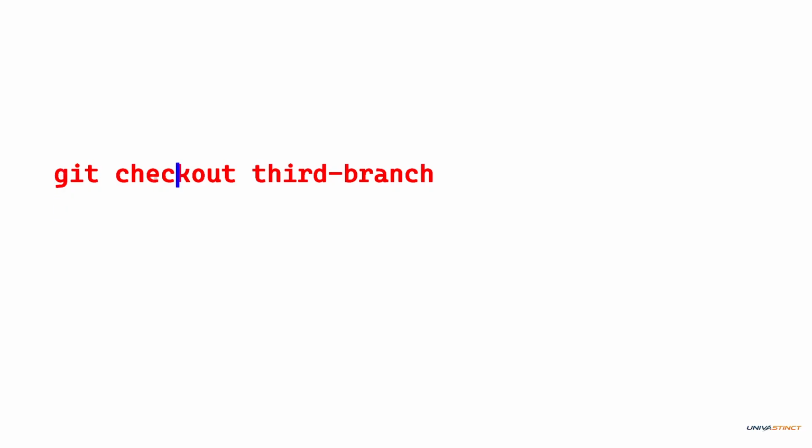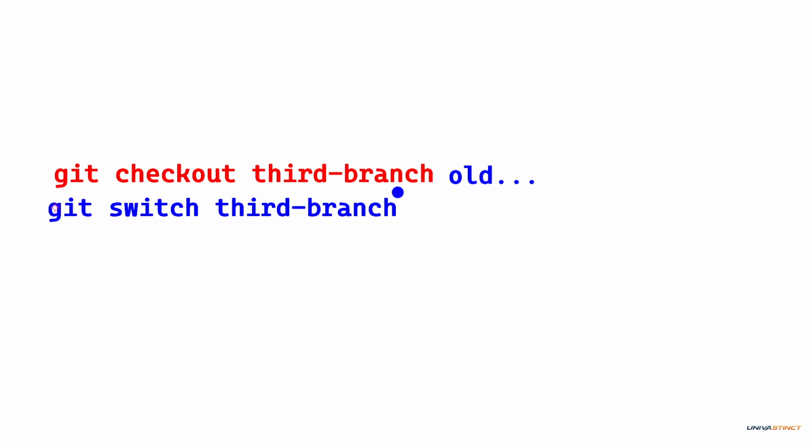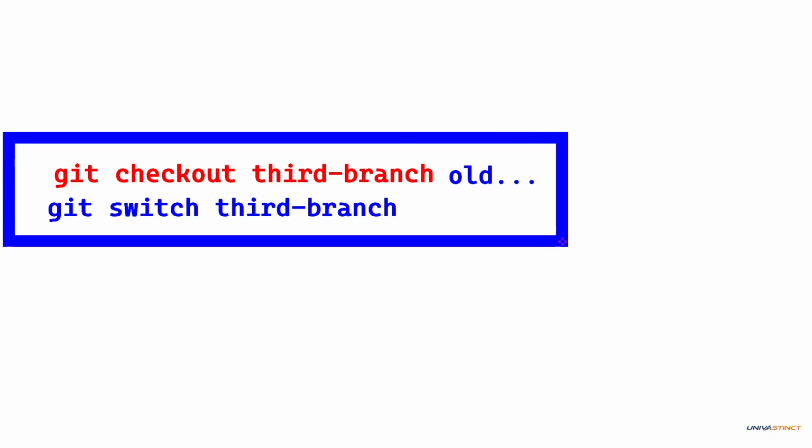This is like the old way, okay? You can still use that command, that's fine. But the new way to do it is to type git switch, okay? And then you type the branch name you want to switch to, which is still third branch in this case. So you can use any one of it. It's the same thing, right?